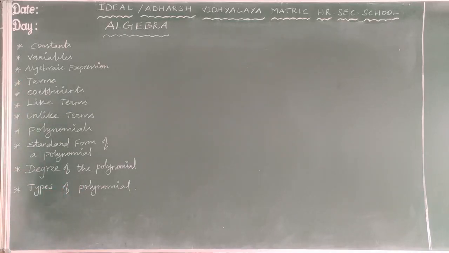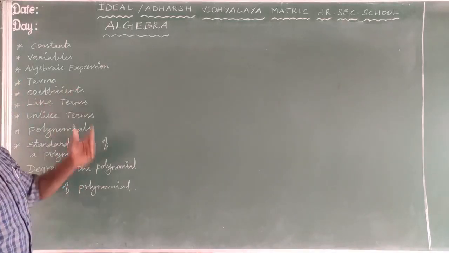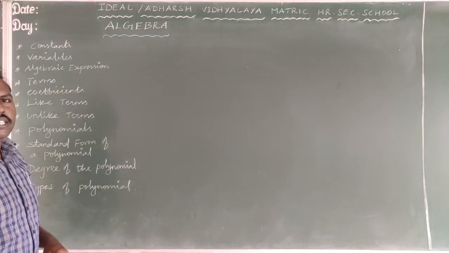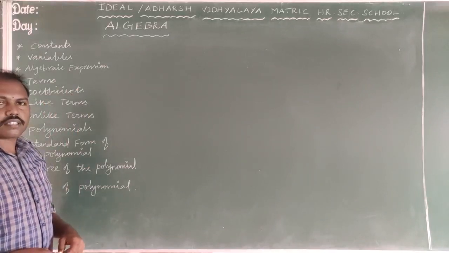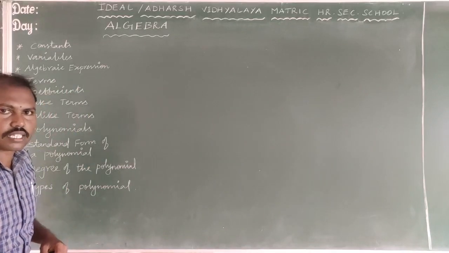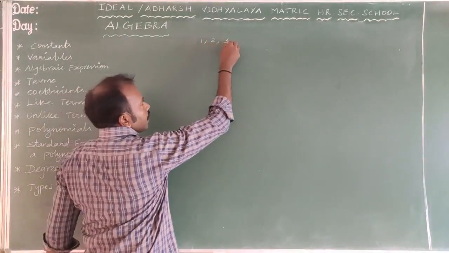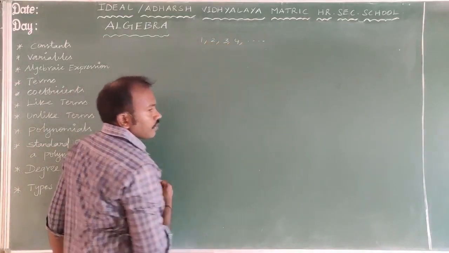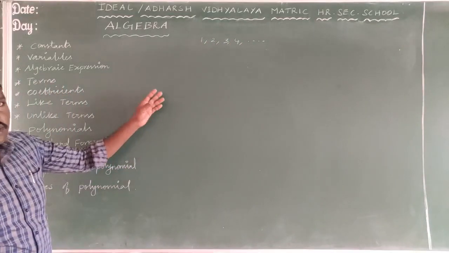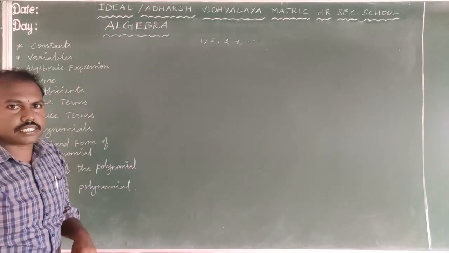First one, constants. The fixed numerical value is called a constant. For example, 1, 2, 3, 4, etc. The fixed numerical value, not for change.